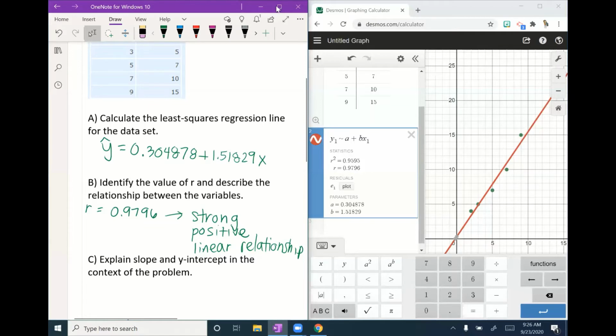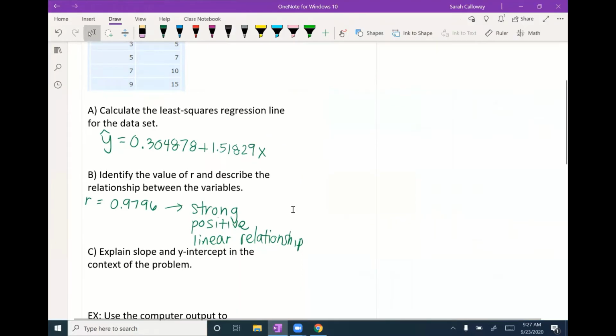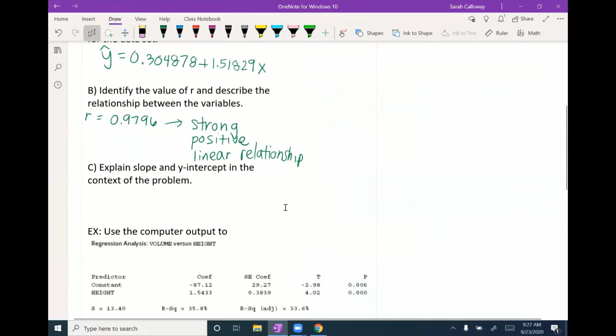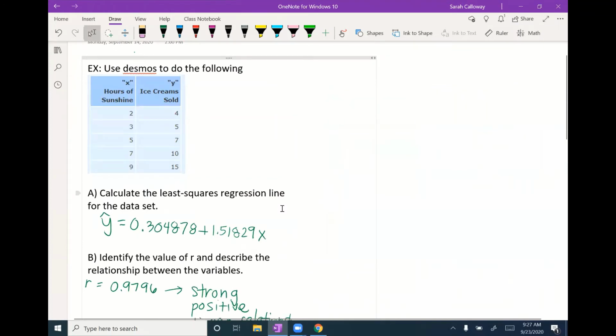I'm going to expand this because we don't need Desmos anymore. So remember that for the slope and the y-intercept in the context of the problem, my x or my explanatory variable is hours of sunshine, and my y or my response variable is ice cream sold. So we're talking about the relationship between the hours of sunshine and the numbers of ice cream sold. Remember that the slope of a regression line is the amount by which the predicted value, so ice cream sold, changes as the explanatory variable, hours of sunshine, increases by 1 unit.